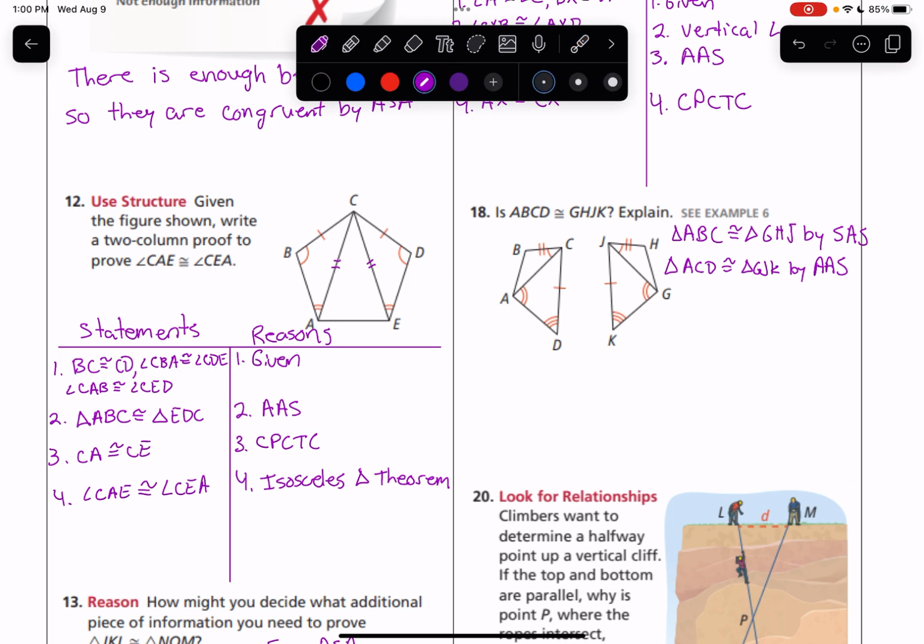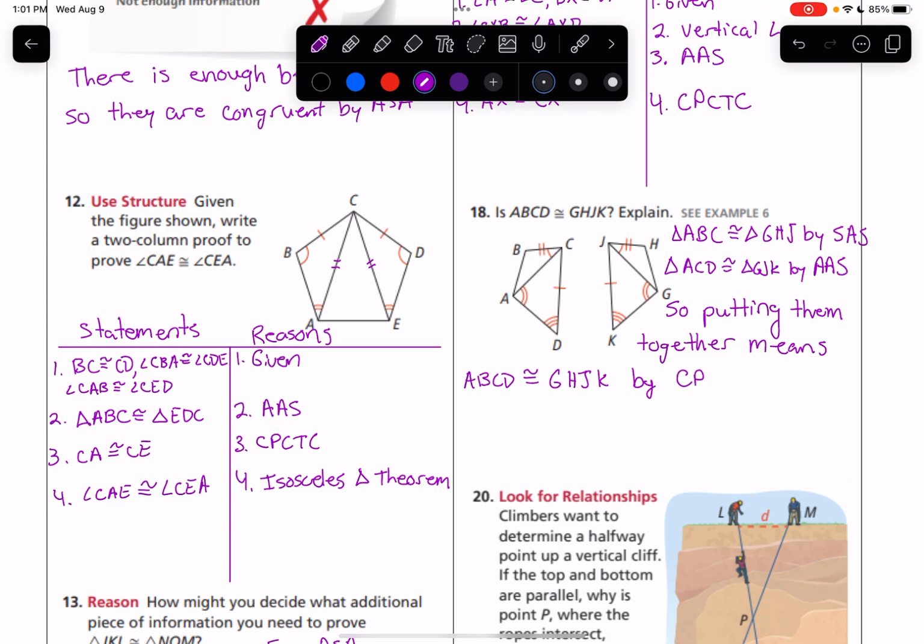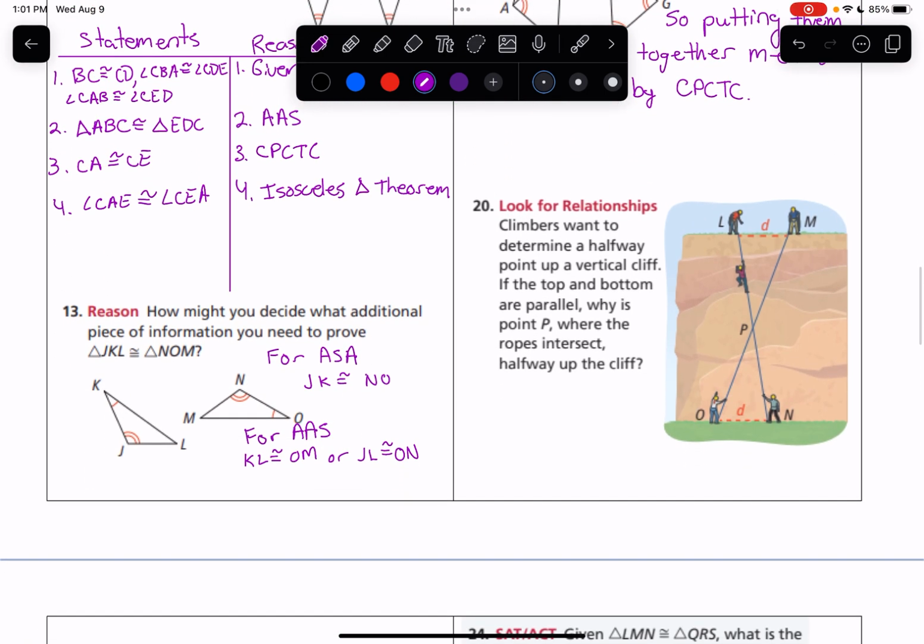So if we put them together, they're two congruent triangles, we put them together with their same corresponding sides touching each other, it means that the quadrilaterals that they create are congruent. So putting them together means that ABCD is congruent to GHJK by CPCTC. Just like that.